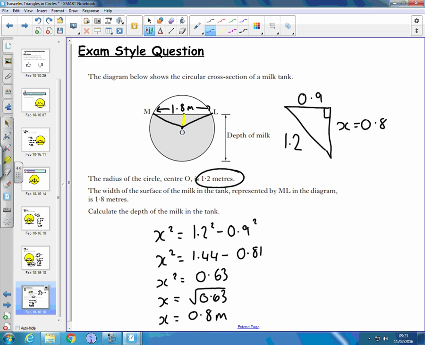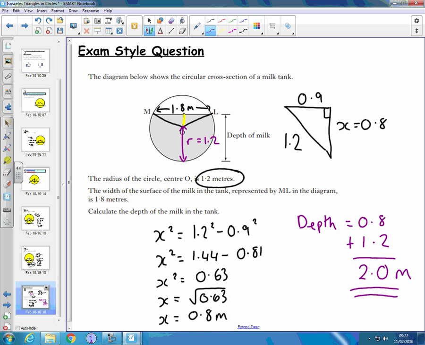Now we're asked to work out the depth of milk in the whole tank. So what do we know about this bit here? Well, it's coming out from the centre to the circumference, so that is actually the radius, and we know the radius is 1.2. So to find the depth, we worked out that the x was 0.8 plus the radius, which is 1.2, so the depth is actually just 2 metres.